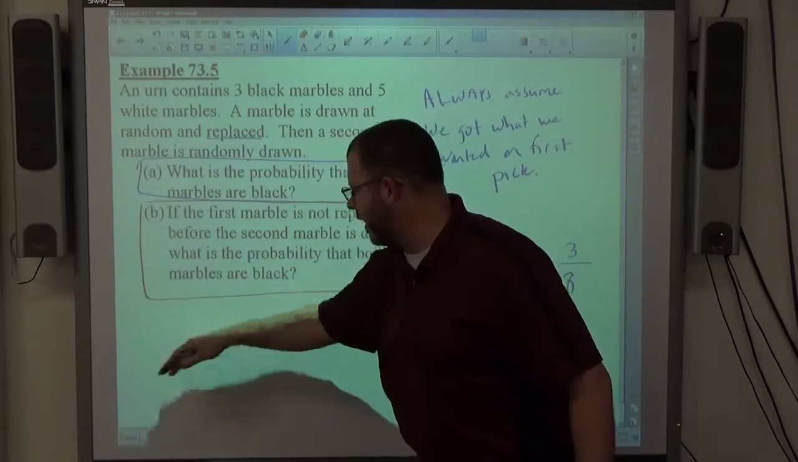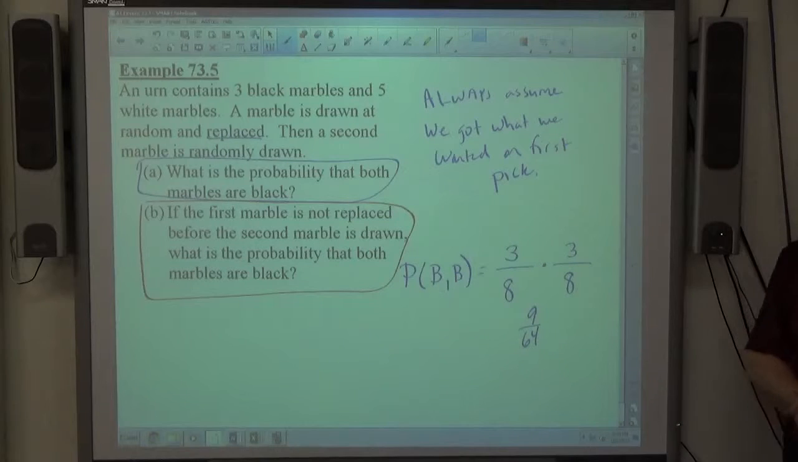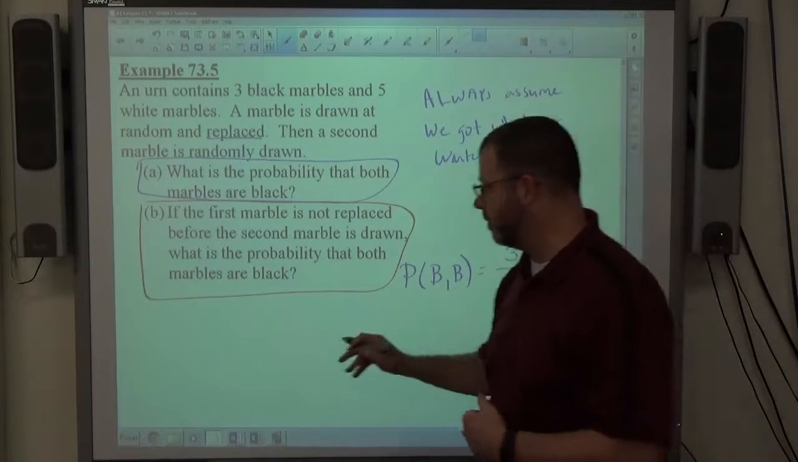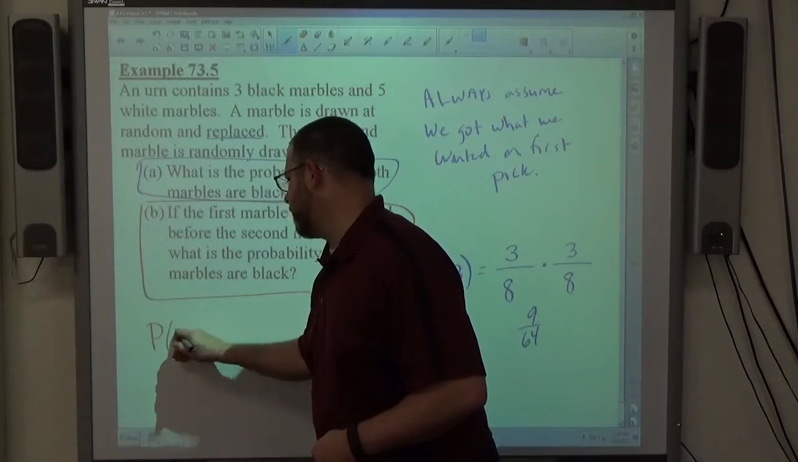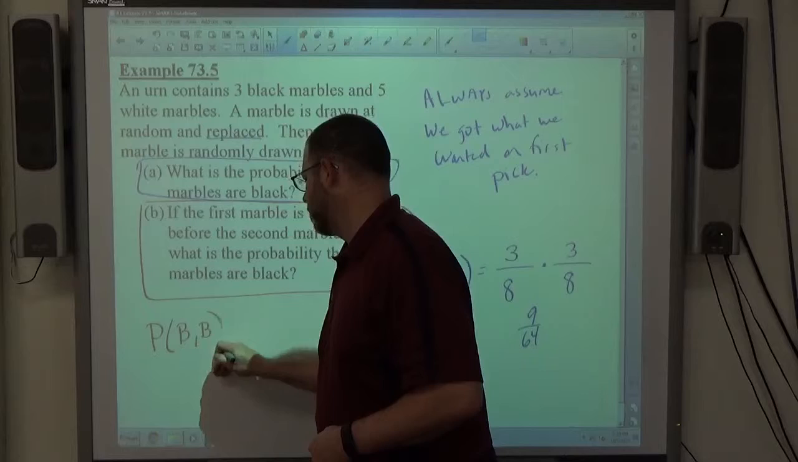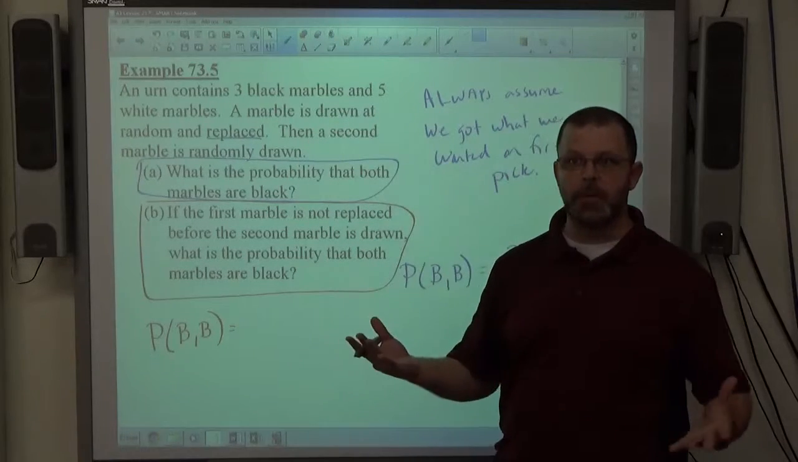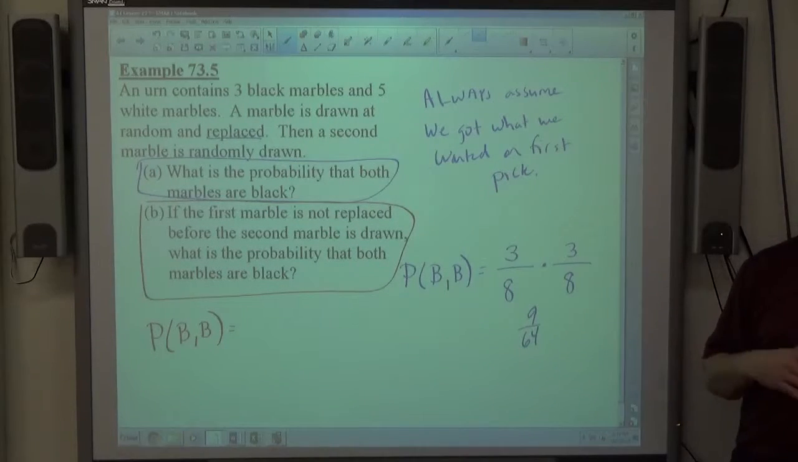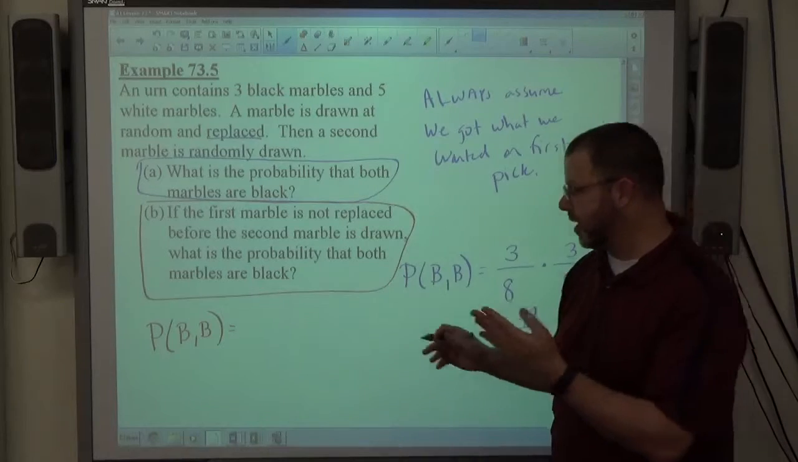Now looking at question B, question B in red, I'll do that down here. If the first marble is not replaced before the second marble is drawn, what's the probability that both marbles are black? So we're looking for the same probability, right? Probability is black on the first pick and black on the second pick. Okay, the first pick, how many marbles are there? 8. How many are black? 3.